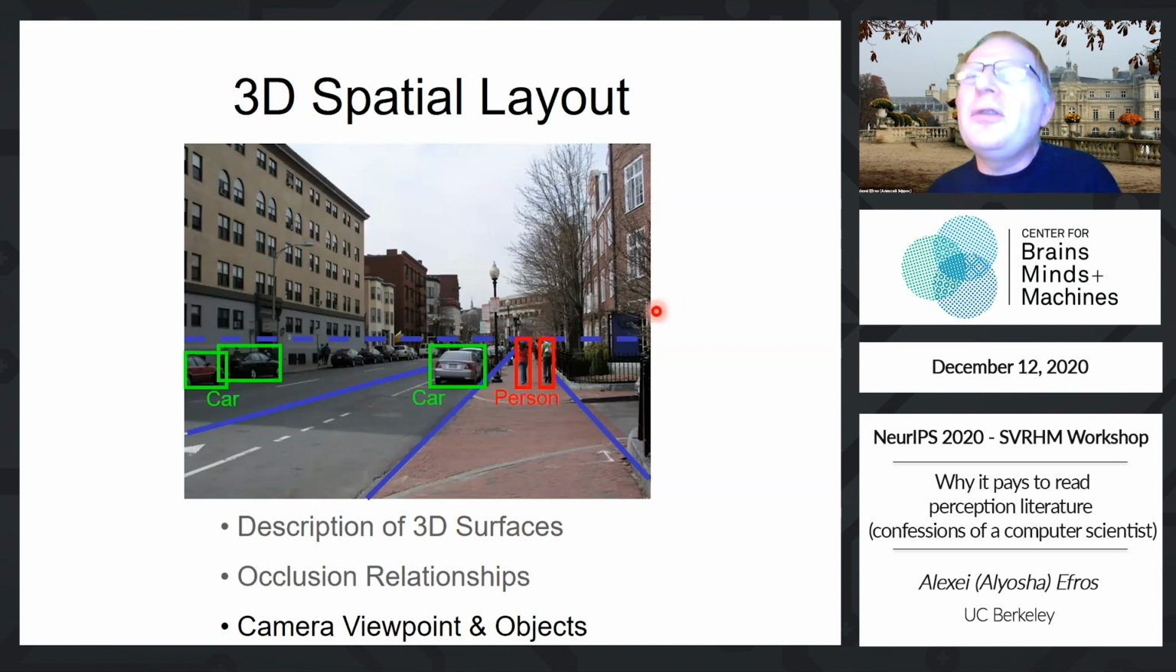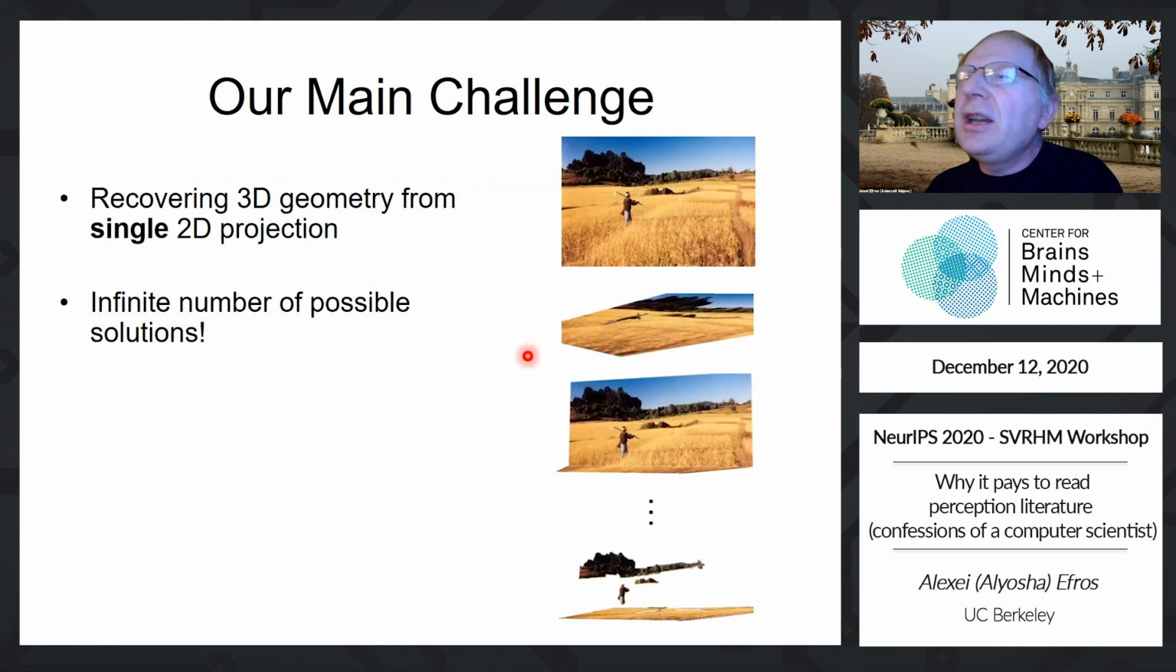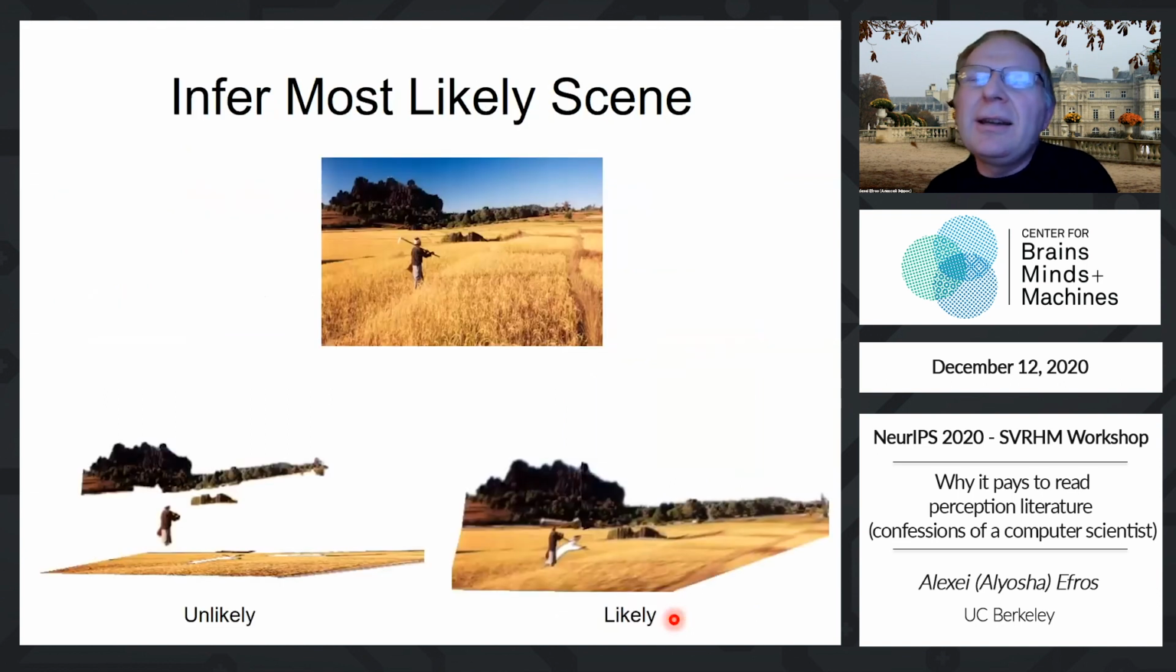All try to do all of this together. Okay. And of course, the main challenge is that from a single image, this is ill-defined, right? So given this image, it could be this, it could be this, it could be this, an infinite number of interpretations. And the trick is, of course, to get the right one, to find the right interpretation, or the most likely interpretation, right? So, how is it that we can figure out that this is unlikely and this is more likely?